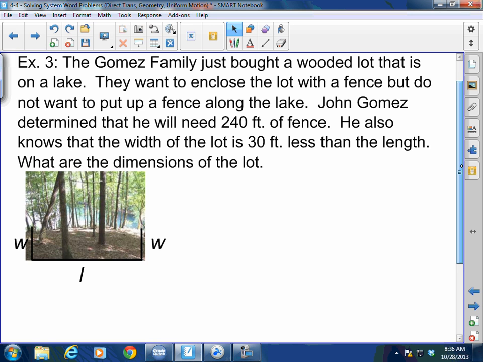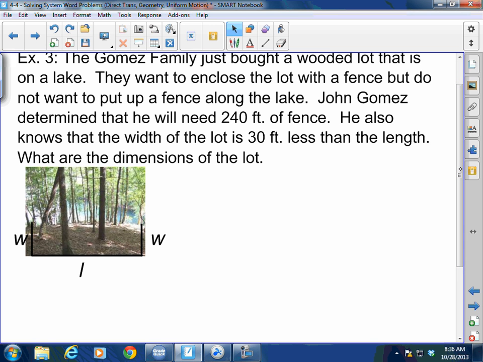Besides the very pretty picture here, they give you a lot of information. You just got to know how to use it. The first thing is they want to enclose the lot with a fence, but do not want to fence along the lake. So what's happening here, if you can see, you've got a fence that's going to go here, here, and here, but they want the lake free. They want to be able to see the lake, right? So that's going to be fenceless. They want to have the scenery.